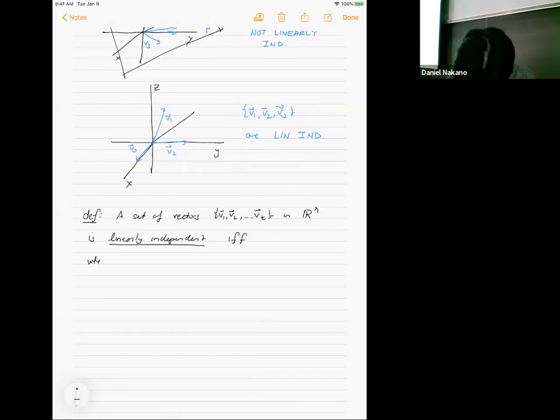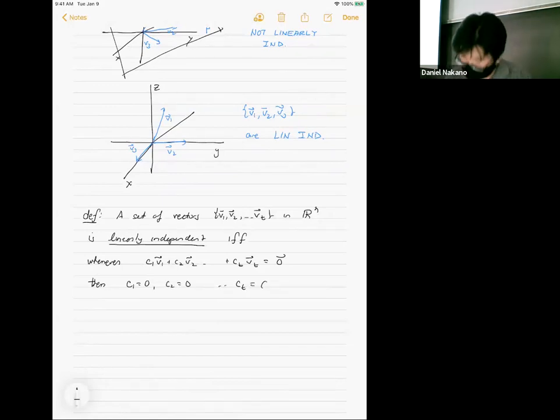whenever I have a linear combination of vectors equal to the 0 vector. So whenever I have a linear combination equal to the 0 vector, then the coefficients all have to be 0. Okay, so what it says is that I cannot express the 0 vector as a non-trivial linear combination of these vectors.